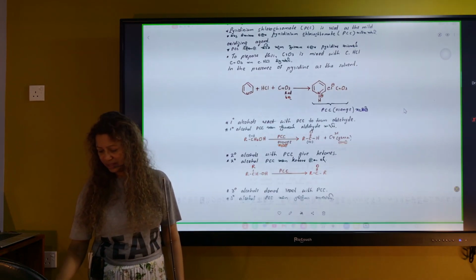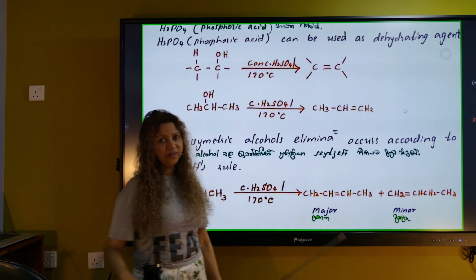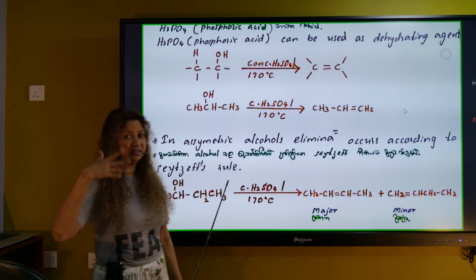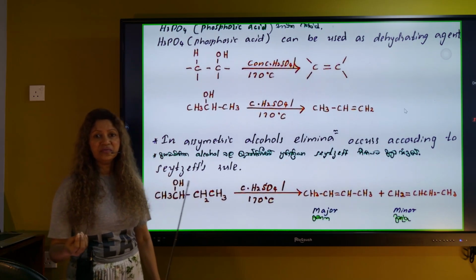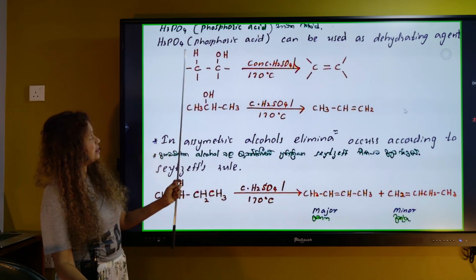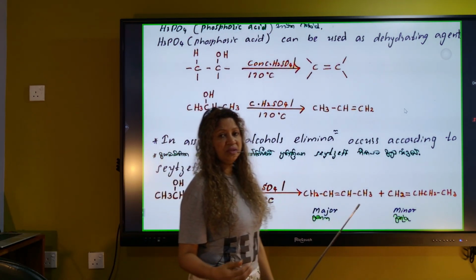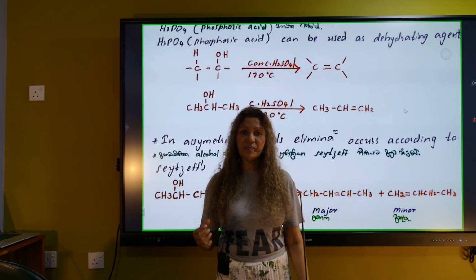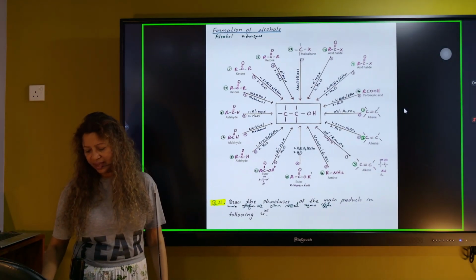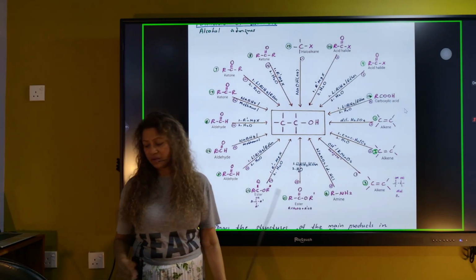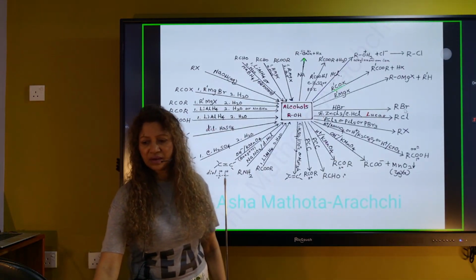Then the next reaction is dehydration, very easy. We did this one for alkenes as well, the formation of alkene. Any of these dehydrating agents, conc H2SO4, P2O5, alumina, or phosphoric acid, you can use any of these. What happens is H and OH get removed and you make the double bond. But when the alcohol is asymmetric, through the Saytzeff rule, hydrogen is removed from the carbon that has fewer hydrogens. Those are all those reactions. And then we did lots of reactions for the formation of alcohols, and we talked about the spider diagram. So we are done here with alcohols.